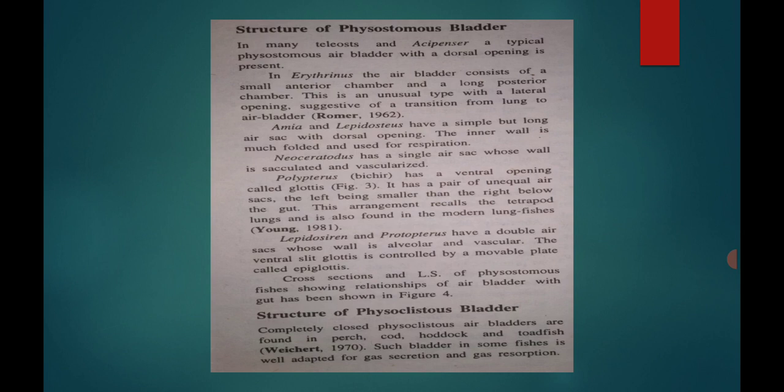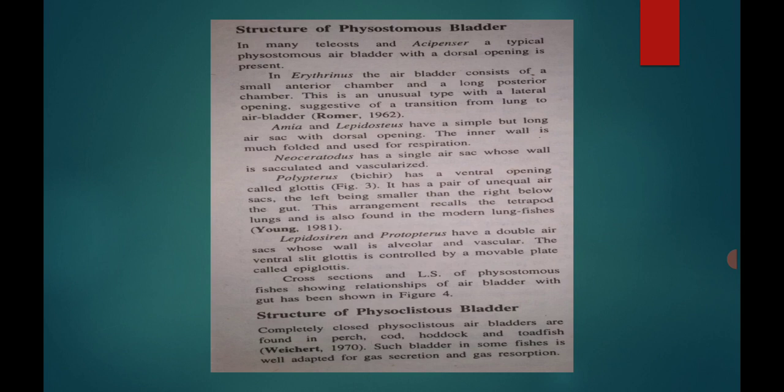In Lepidosiren and Protopterus, there are double air sacs whose wall is alveolar and vascular. The ventral slit-like glottis is controlled by a movable plate called the epiglottis.